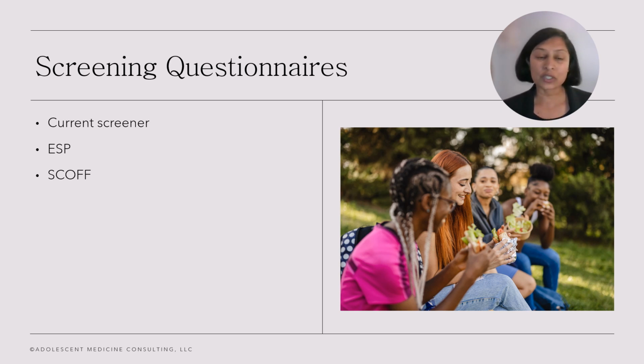So when we're thinking about a screening test for patients with an eating disorder, we have a few options, especially for the adolescent population. The key thing is to think about what is your current screener. Maybe the tool that you're currently using already includes some of the information that you want that can help you make a decision about if this patient meets criteria for an eating disorder or not. The other ones we're going to talk about today are the ESP and the SCOFF. These are quick, easy to administer in your office, and pretty reliable.